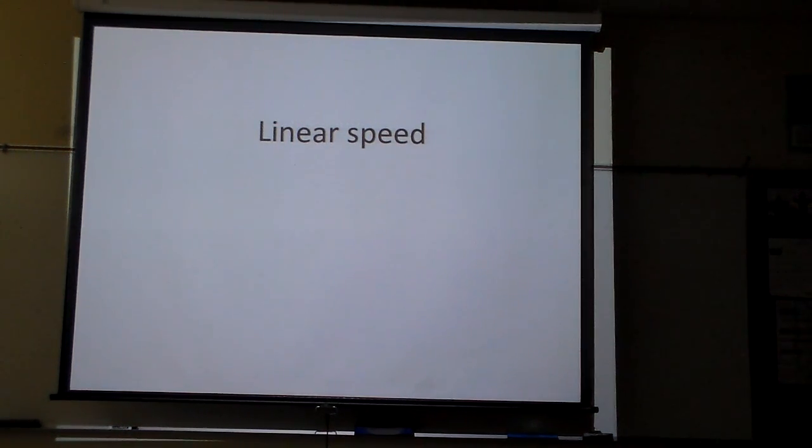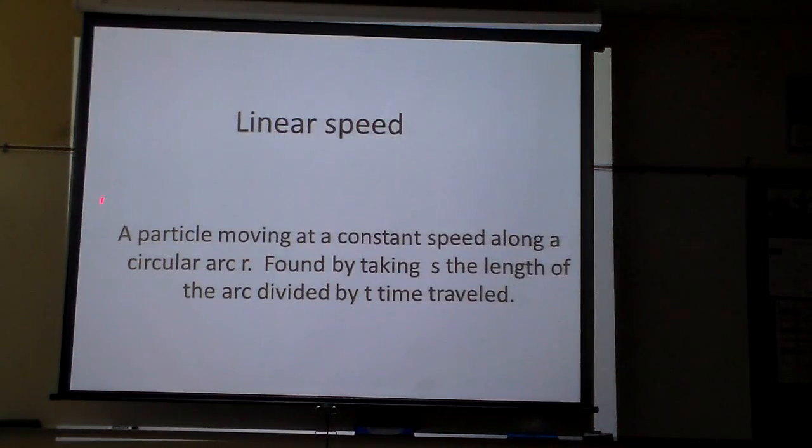Ooh, linear speed. When you think of linear speed, you're thinking of a straight line. But it's going to be a particle moving at a constant speed along the arc of the circle, meaning it's moving along the outside of the circle, and it's found by taking the s, the length of the arc, divided by t, the time traveled. Well, that makes sense, because the rate of speed is distance divided by time. Well, s is our distance, the arc length, divided by t, the time. It's still speed, only linear speed is talking about how fast we're moving around the outside of the circle.